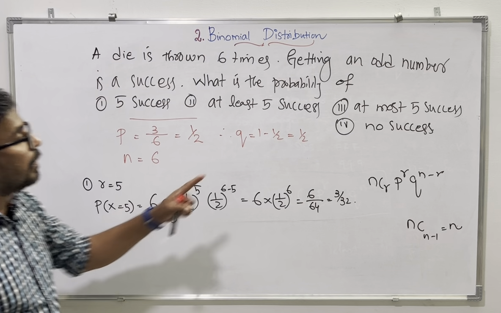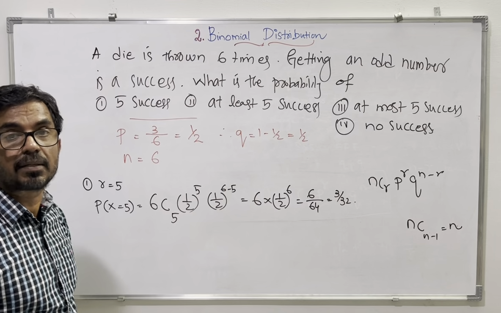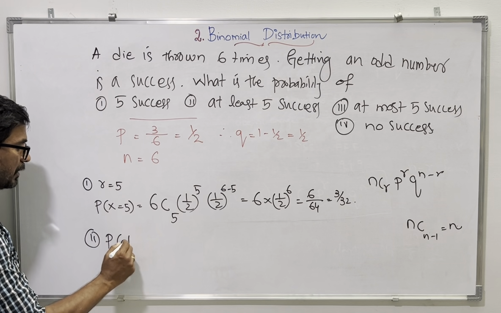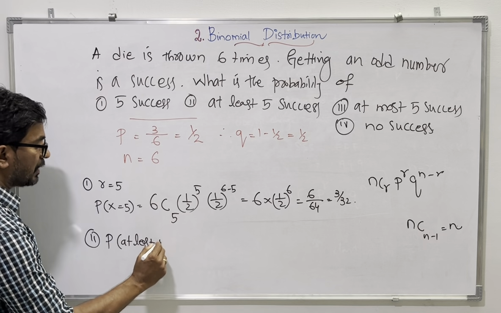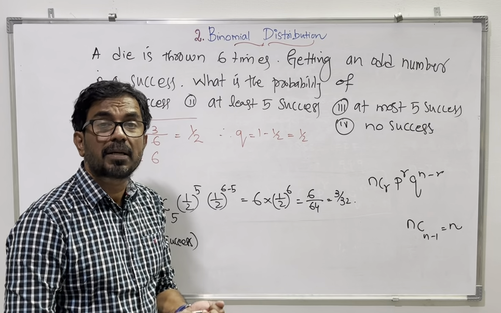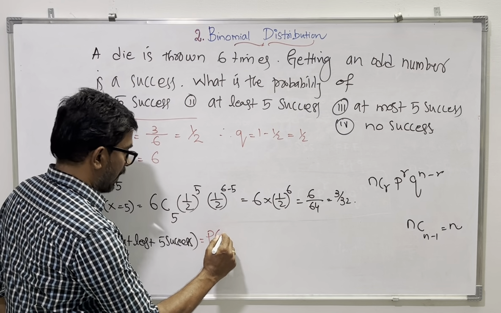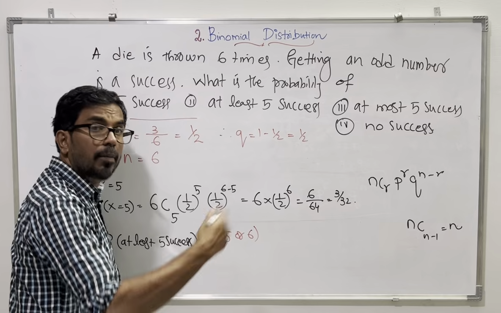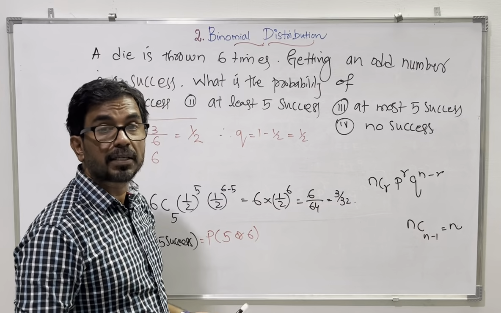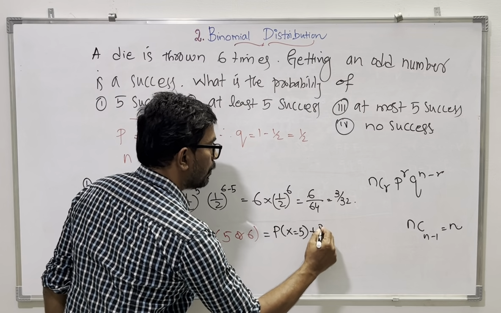Now the second question is probability of at least 5 successes. What do you mean by at least 5? At least 5 means minimum 5. It can be more than that also. So this means probability of 5 or 6, but more will not come because you are throwing only 6 times at maximum. So 7 doesn't come. Or means you have to add probability of X equal to 5 plus probability of X equal to 6.